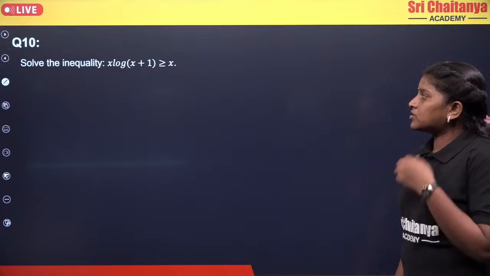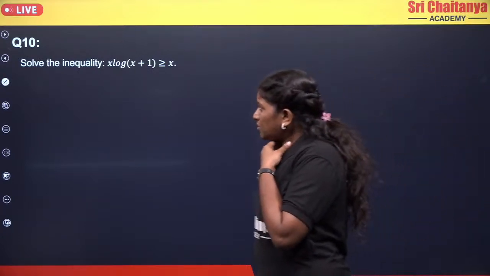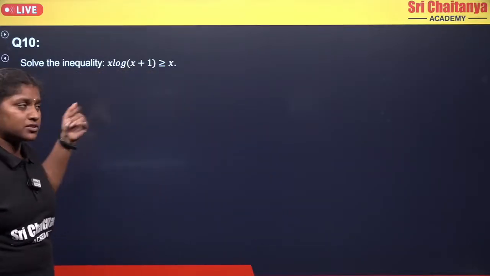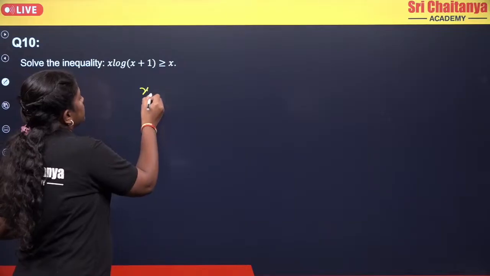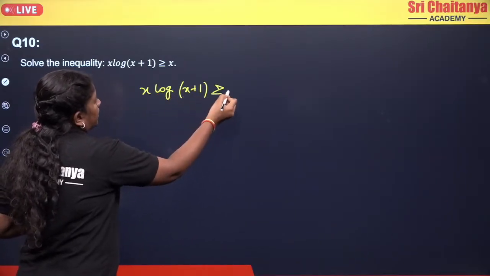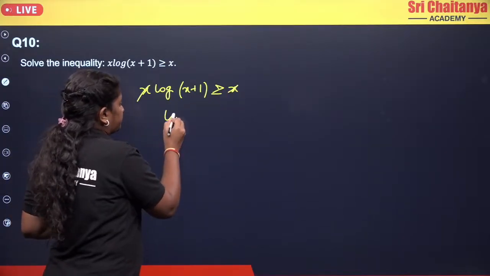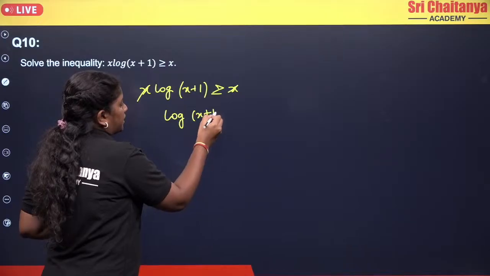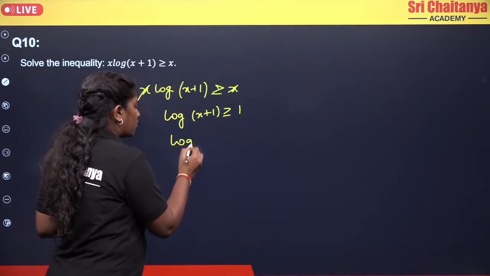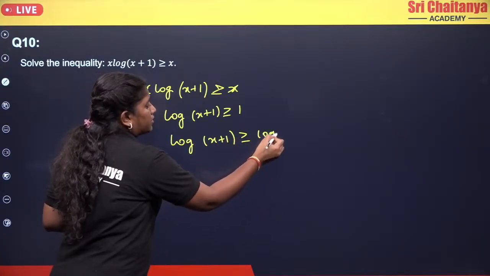Solve the inequality x log of x plus 1 greater than or equal to x. Okay, so if you observe here clearly, what is the first step we can do? We can eliminate the x on both the sides. So that becomes x log of x plus 1 greater than or equal to x. Now upon cancellation, you will get log of x plus 1 greater than or equal to 1. Now here you will have log of x plus 1 greater than or equal to log 10.